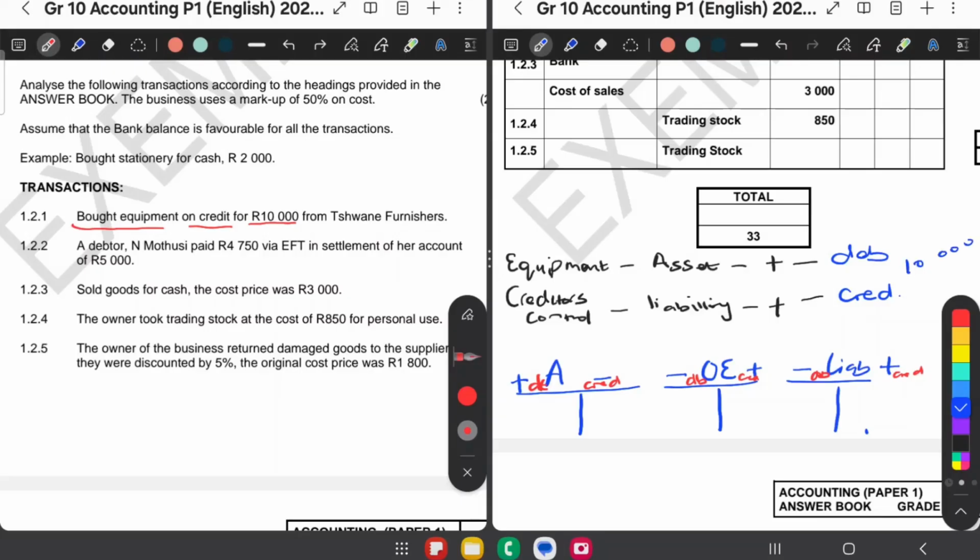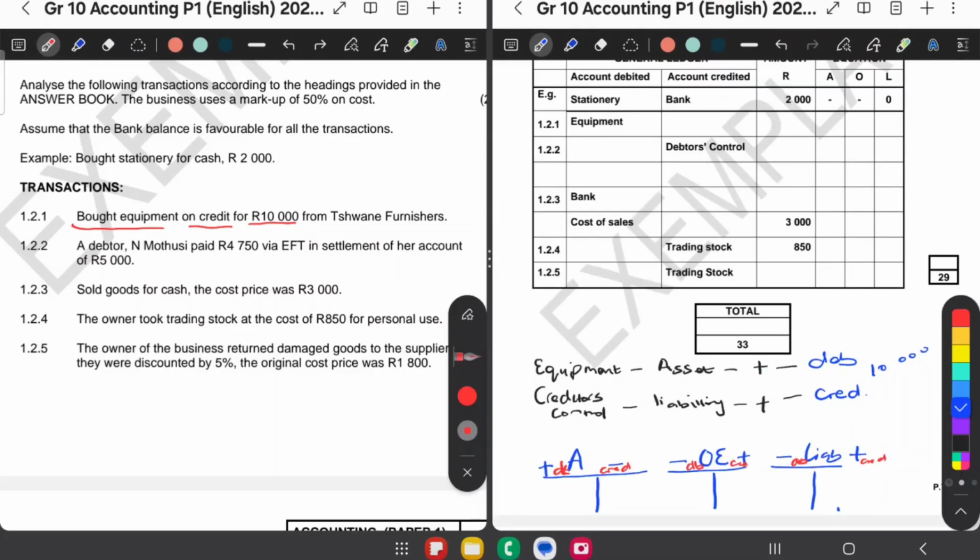So let's go fill this in. Account debited is equipment. Do you see they already put that down for you? And then account credited is creditors control, so here I can write creditors control. Then the amount is 10,000.